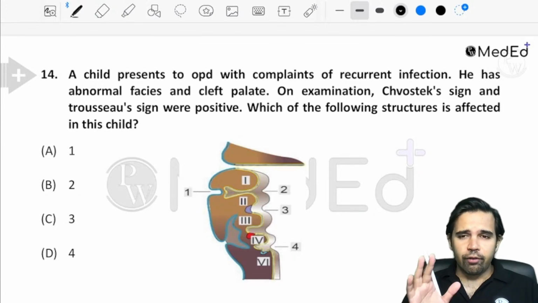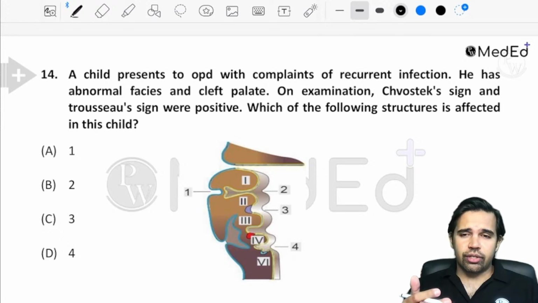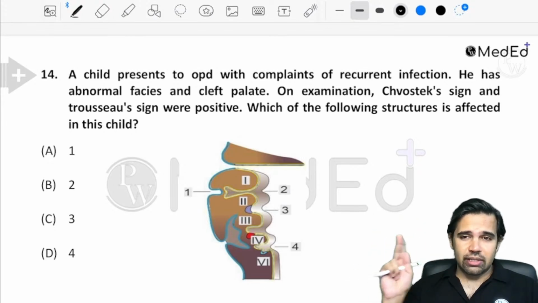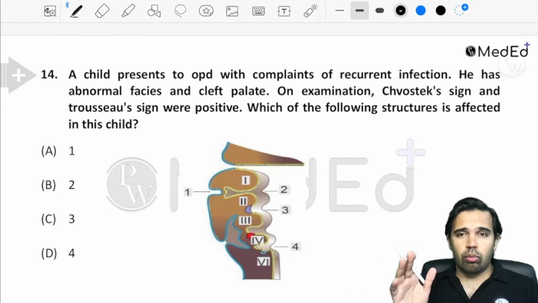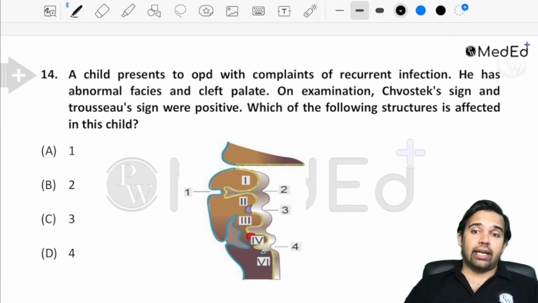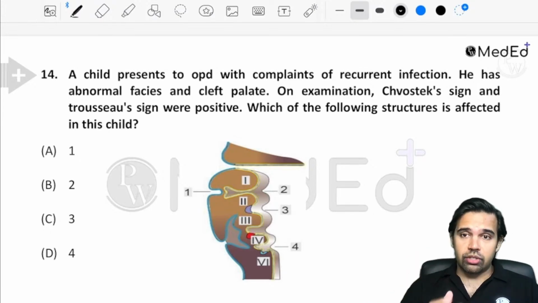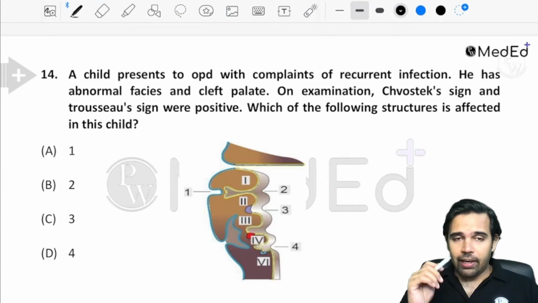Now figure out what this is. A child presents to the OPD with complaints of recurrent infection. Child is falling ill again and again, having recurrent infections, has abnormal facies. Facies means face, not feces, the other side of the face. And cleft palate. So there's some syndrome over here. Chvostek sign and Trousseau sign were positive. Which of the following structures is affected in this? Directly asking the diagnosis, asking which structure, and that too embryological structure, is affected in this child.